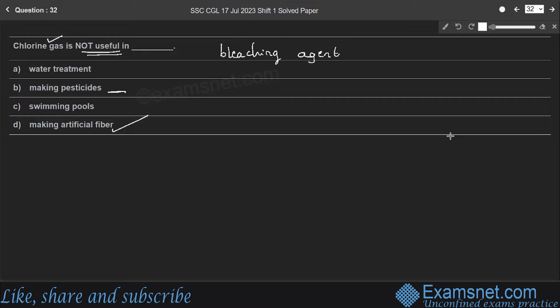Since it is a bleaching agent, it is used in water treatment also, which is option A. Since it is a cleaning agent, it is used in swimming pools as well. It is also used in purification of drinking water, and as an antiseptic. It is used to disinfect swimming pools. Therefore, chlorine gas is not useful in making artificial fiber. Option D is the answer.